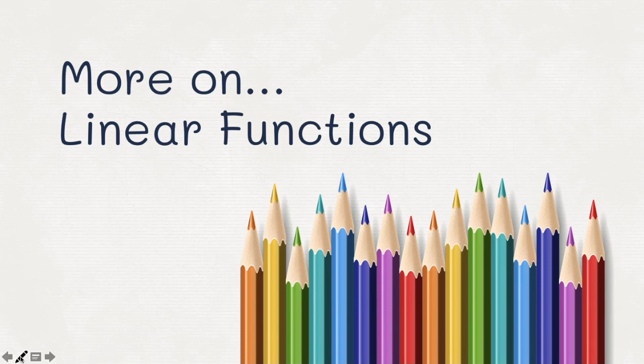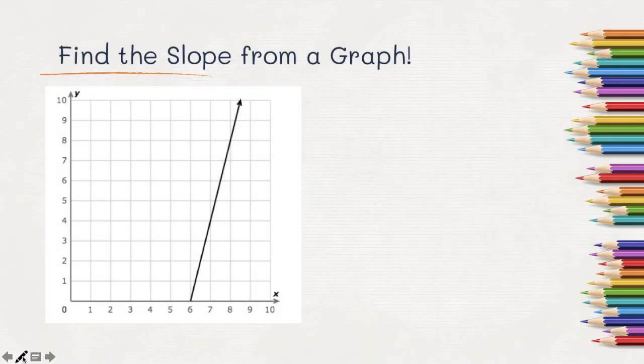Hi students, today I want to talk to you a little bit more about linear functions. So, how do you find the slope from a graph? First thing you have to do is to find 2 points on the graph. Try to find points that are whole numbers.